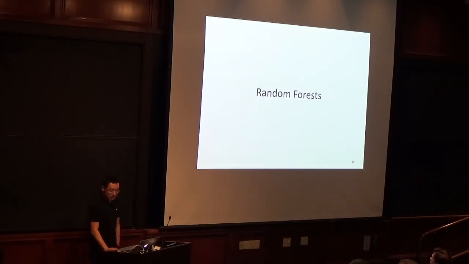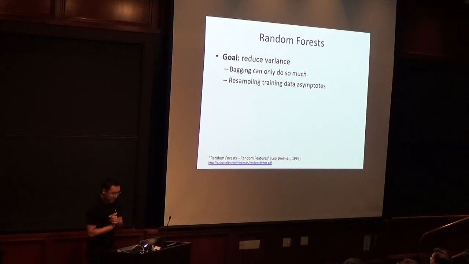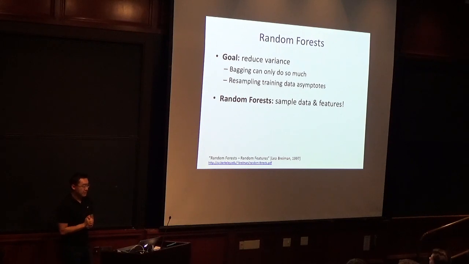All right, the last thing I'll talk about very briefly is random forests. Random forests are an extension of bagging for decision trees. Again, the goal is to reduce variance. And bagging can only do so much because the only thing that bagging does is just resample the same training data over and over again, and at some point that asymptotes in its effectiveness. Random forest says, well, let's sample both data and features.